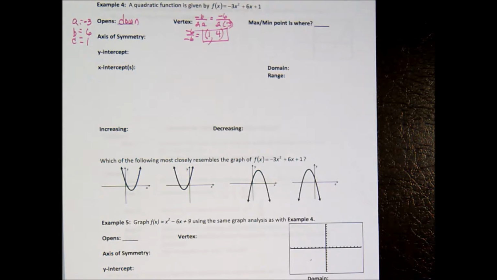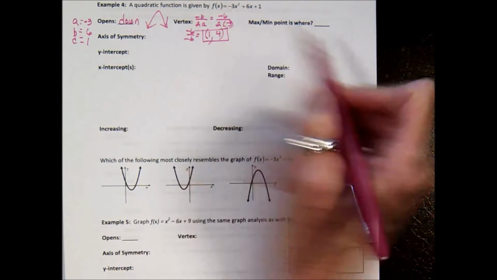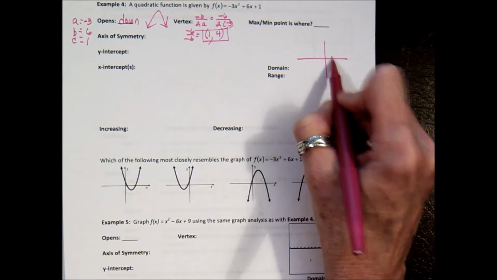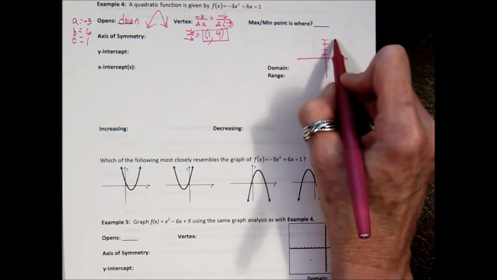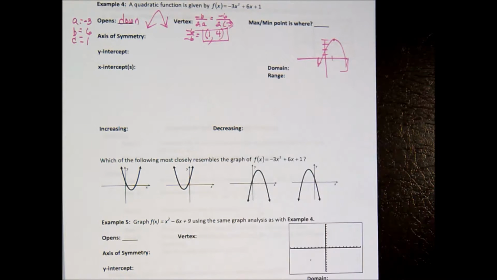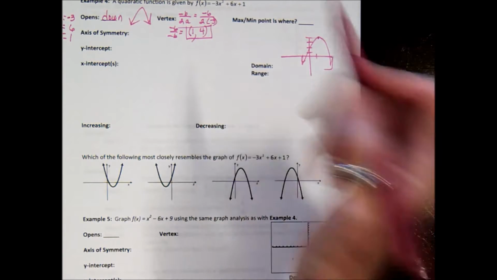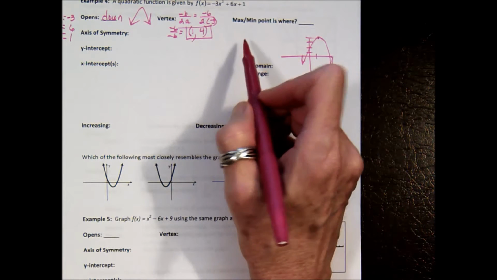And actually, I guess we don't need to graph this one. You're going to see why in just a minute. I do know that it opens like this, and I know that its vertex is at the point here. So I know it's doing something like that. All right. So does it have a max or min point?